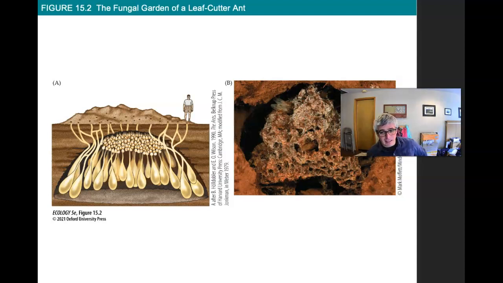Pretty amazing how big these things are. I mean, not the ants themselves, but these colonies. These are where the fungus is grown, and they're about the size of footballs. And here's one here, the ants coming in and out, feeding leaves to the fungi.